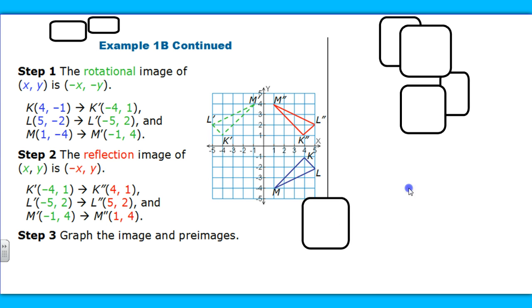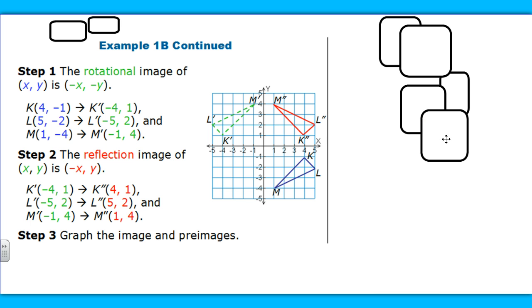I put a box here just to make it a little trickier for you in case a person thought that a reflection in the y-axis leads you down here, and it does not. This would be a reflection of the green over the x-axis, right?